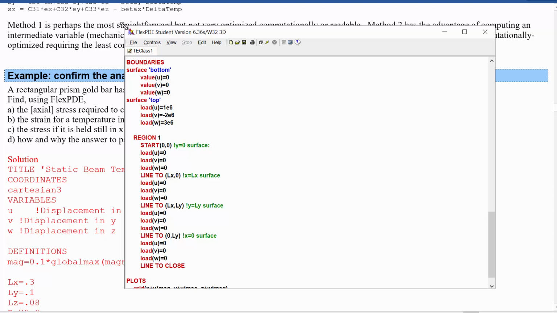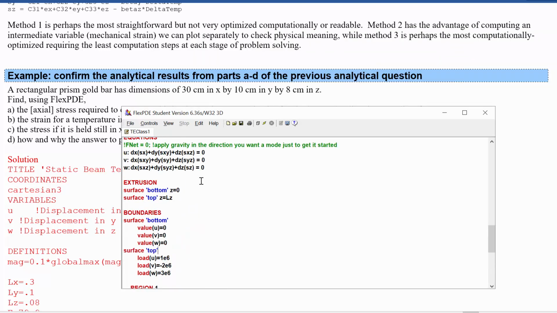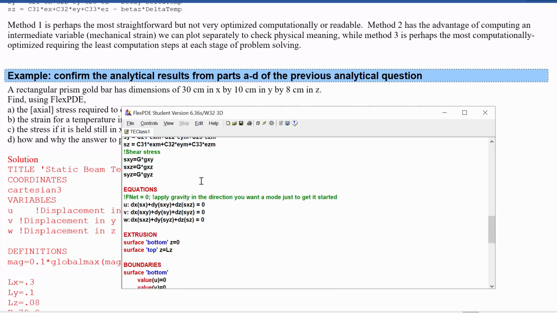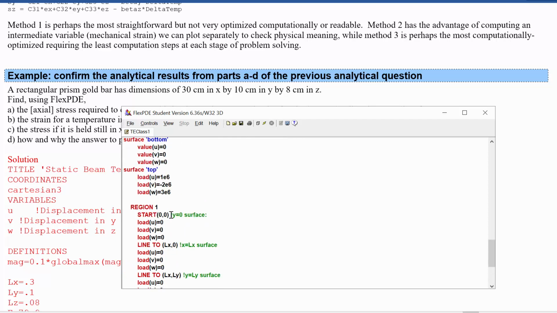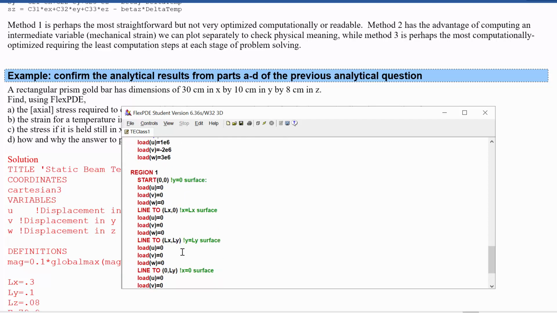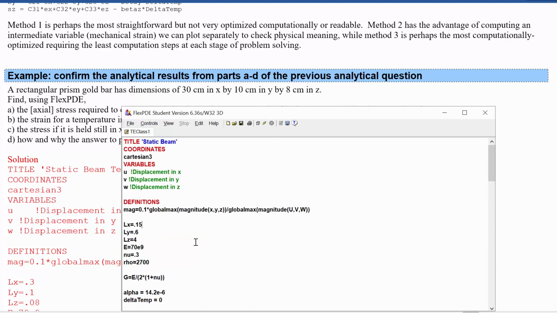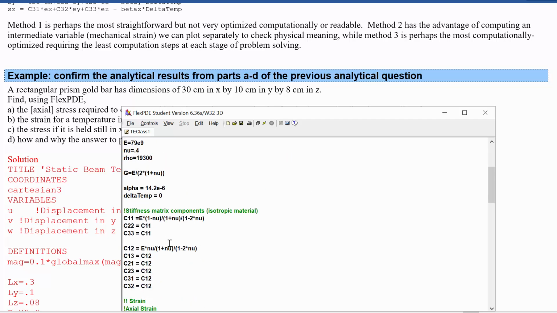Okay, so if we've got this gold bar that's 30 in X by 10 in Y by 8 in Z, let's see, we're already drawing out a rectangular prism that goes up to LX, LY, LZ from 0, 0, 0. So we can just change those values and get it to draw this shape. So 0.3 meters, 0.1 meter, and 0.08 meters. Then we'll put in gold's properties, 79 and 0.4 and 19,300. And we've got the alpha in there.